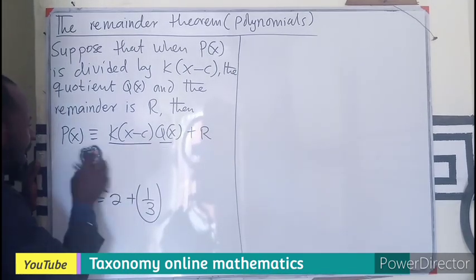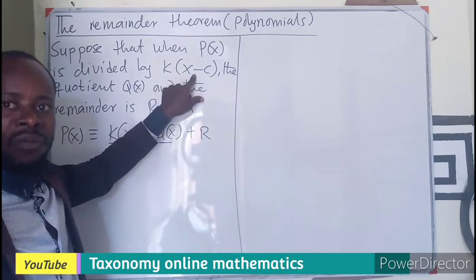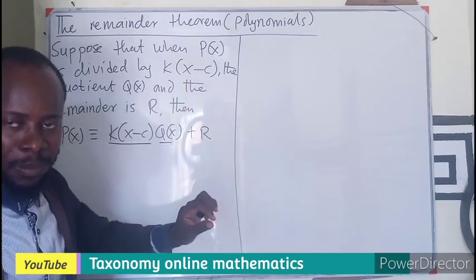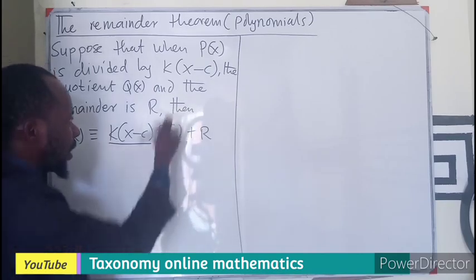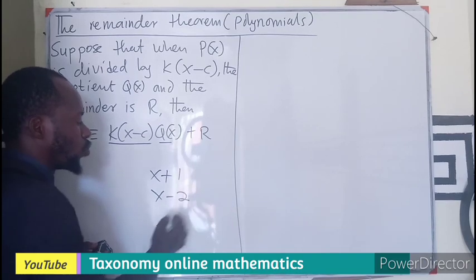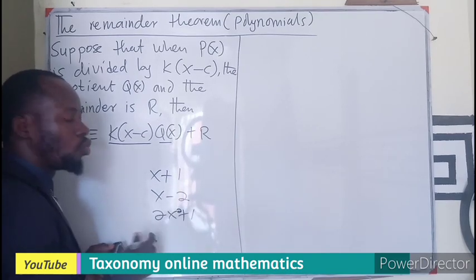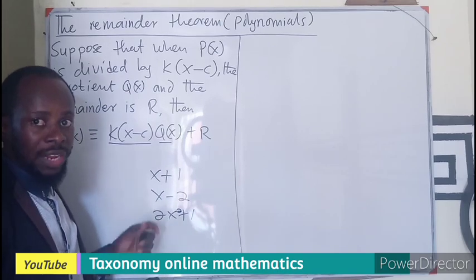Now, this remainder theorem only works for linear function denominators. So it will be x plus 1, x minus 2, 2x plus 1, which are linear. The moment the power becomes 2, we are not going to continue that division.